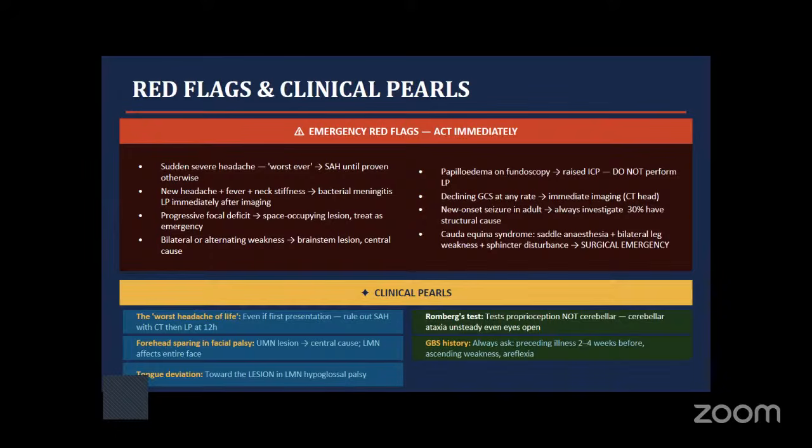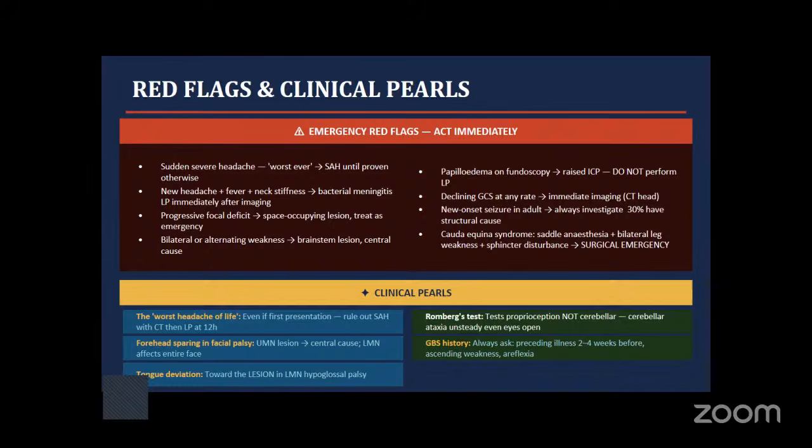fundoscopy, then an LP. Progressive focal deficits, indicating a growing space occupying lesion, which now indicates that the patient will eventually develop worsened neurologic status. Bilateral or alternating weaknesses, brainstem lesions are a central cause. Papilledema on fundoscopy would indicate increased ICP. Patients who are having a declining GCS. So now we're going to start worrying about the security of our airway.